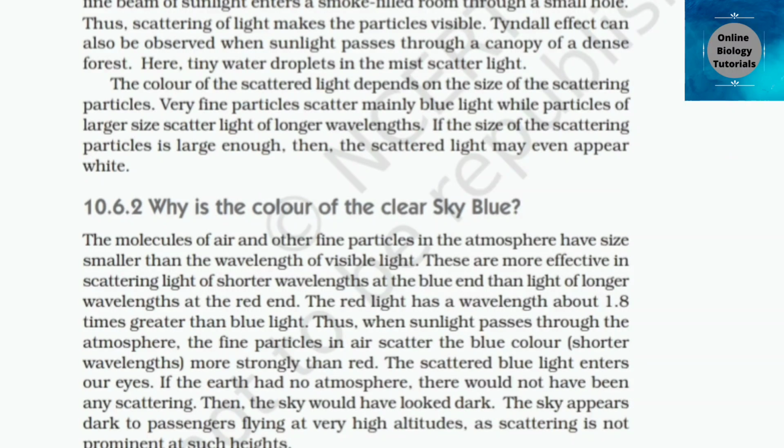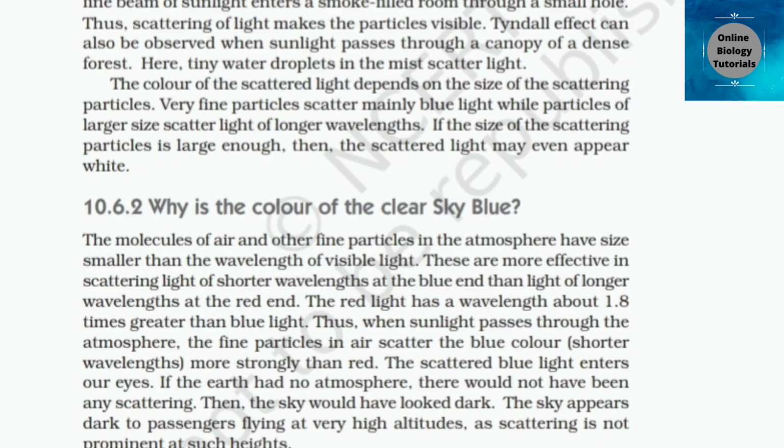Why is the color of the clear sky blue? The molecules of air and other fine particles in the atmosphere have size smaller than the wavelength of visible light. These are more effective in scattering light of shorter wavelengths at the blue end than light of longer wavelengths at the red end. The red light has a wavelength about 1.8 times greater than blue light. Thus, when sunlight passes through the atmosphere, the fine particles in air scatter the blue color, shorter wavelengths, more strongly than red. The scattered blue light enters our eyes.